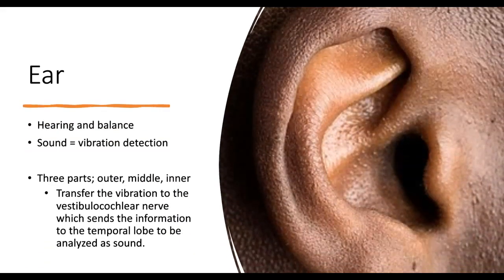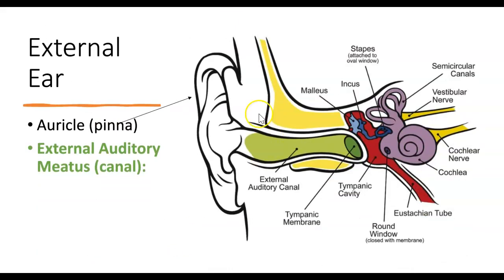All right, so let's move on to the ear. The ear is in charge of hearing and balance. Sound is just vibration, so when we sense a sound, we're really just analyzing vibration. There are three parts of the ear: outer, middle, and inner. Basically, we transfer the vibration to the vestibulocochlear nerve, which will then send the information to the temporal lobe of the brain to be analyzed as sound. So let's start with the external ear.